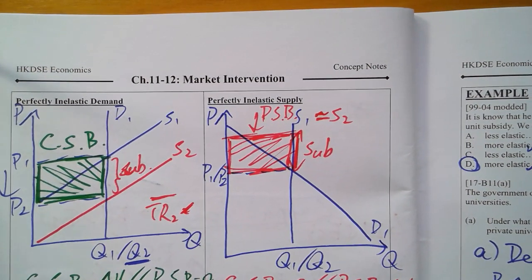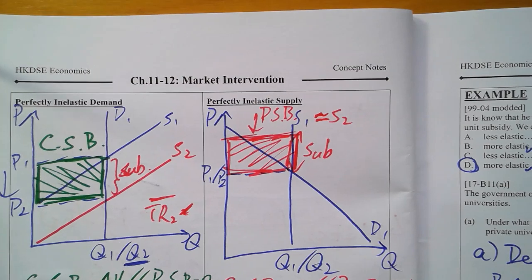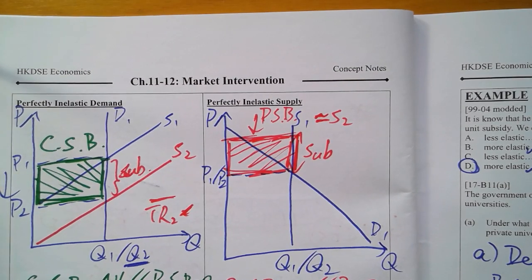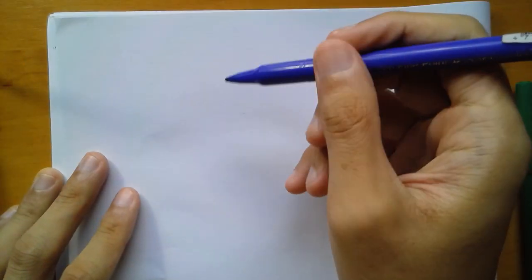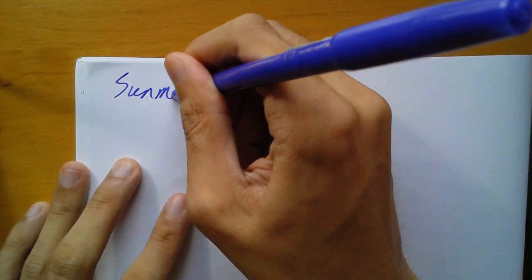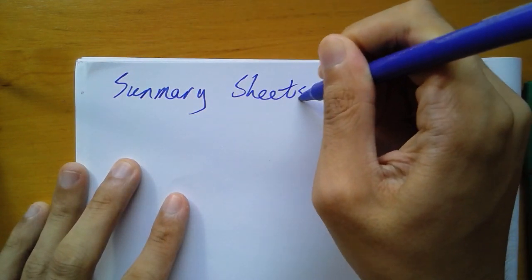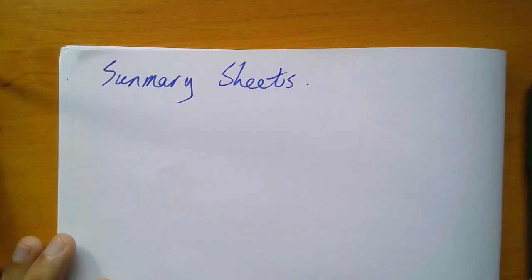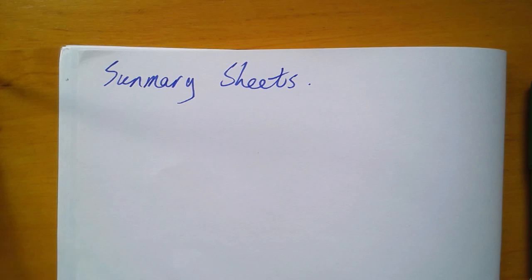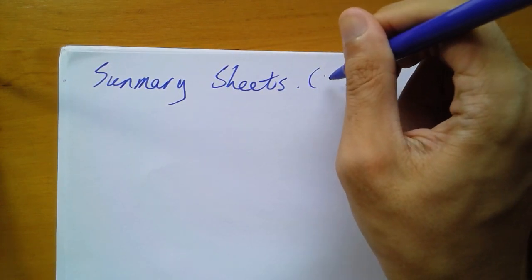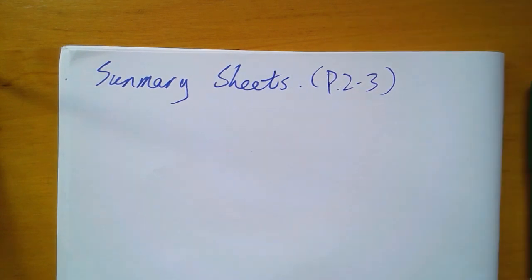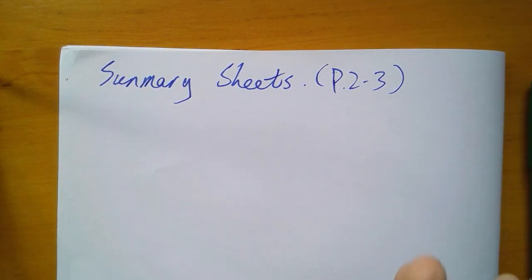Now, so that would be the final video concerning the teaching of this notes. Now, I'm thinking whether I should do now, because what I plan is that I actually would prepare some we call summary sheets for this chapter, okay, for chapter 11. Now, I'm thinking whether I should take a video or I should give it to you in class in Form 5 as a revision, okay? Now, it would be about 2 to 3 pages, okay? 2 to 3 pages to conclude the whole 36 pages, okay? So, let me try my best, let me think about it, okay?